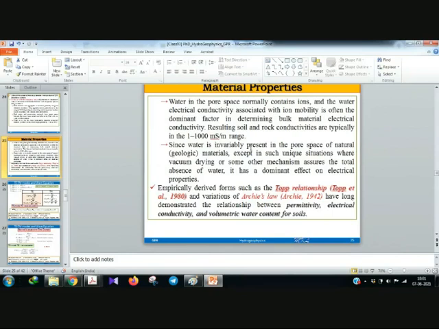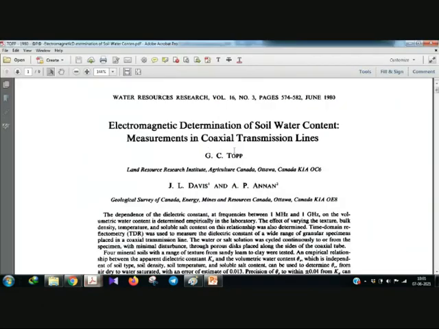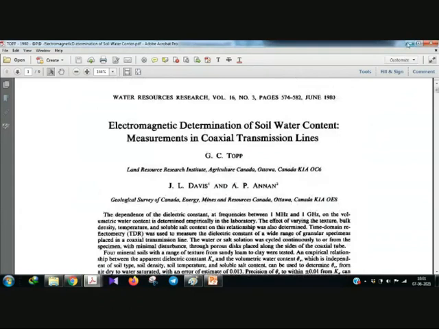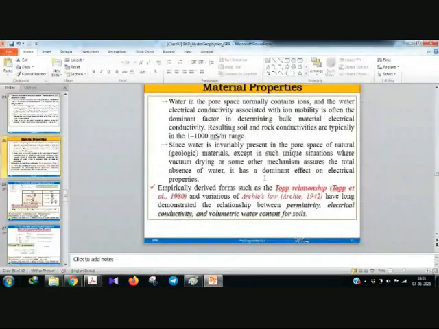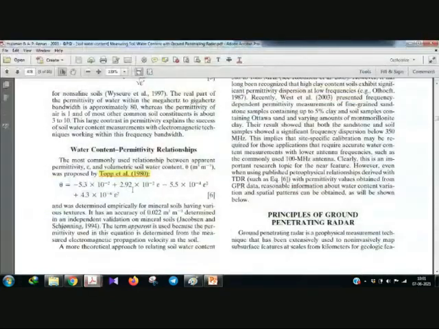Since the pore space of natural materials is not assured except in unique situations such as vacuum drying or some other mechanism, I suggest you read it from there. As I was discussing, there is an empirically derived relationship in a paper by Topp. They gave an idea of the empirical relationship between moisture content and permittivity, and from that they derived this formula.